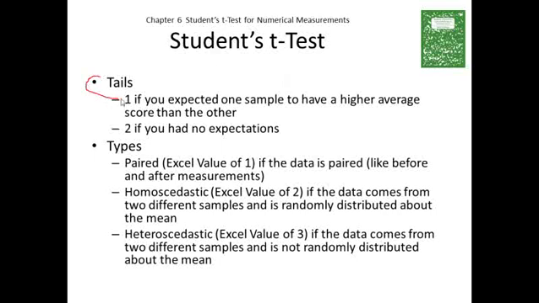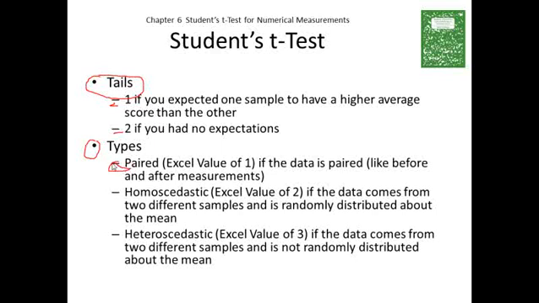So that's tails. That's one of the choices you have. One tail if you expect one sample to have a higher average than the other. Two tail if you didn't. The next issue is types. And there are three kinds of types that Excel will use: paired, homoscedastic, and heteroscedastic.